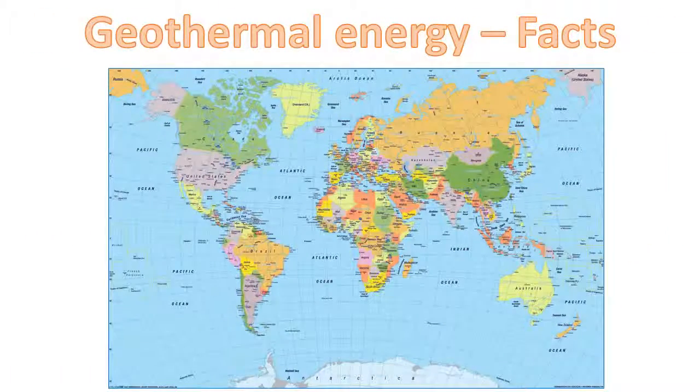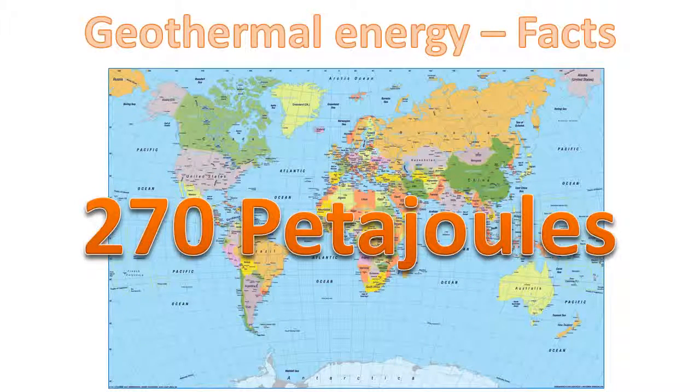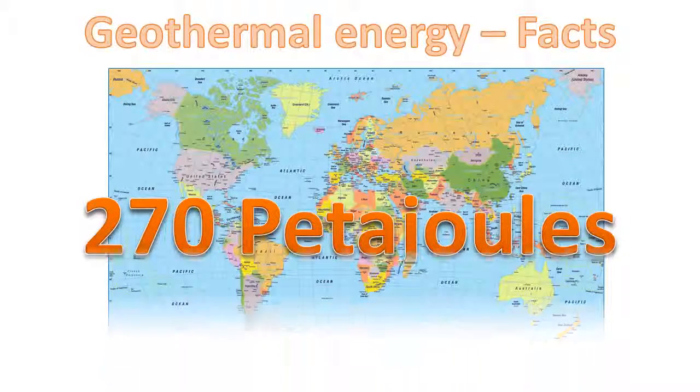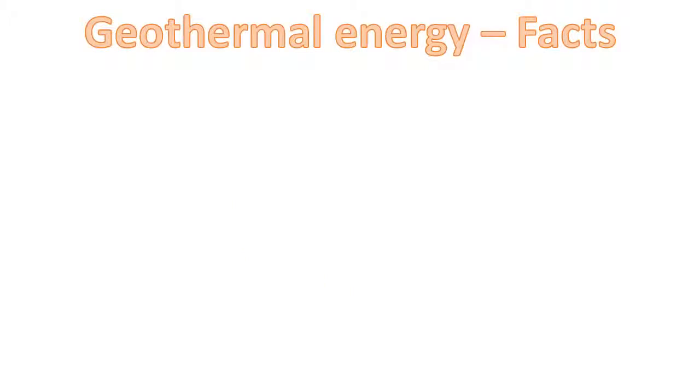70 countries around the world are taking advantage of geothermal heating and have used a total of 270 petajoules in 2004. Additionally, by 2007, 0.07% of global primary energy consumption is being satisfied due to the installation of 28 gigawatts of geothermal capacity.